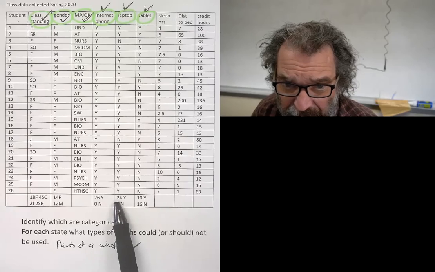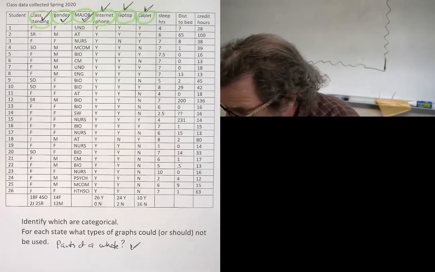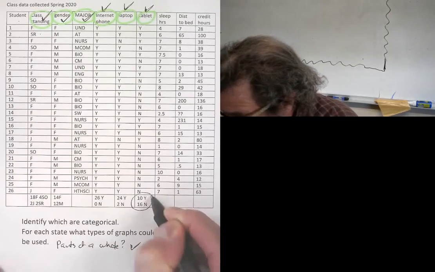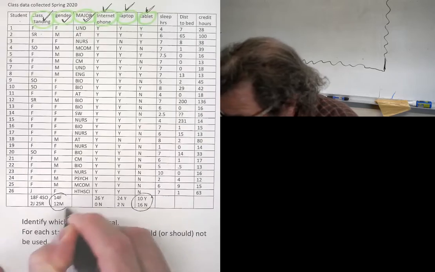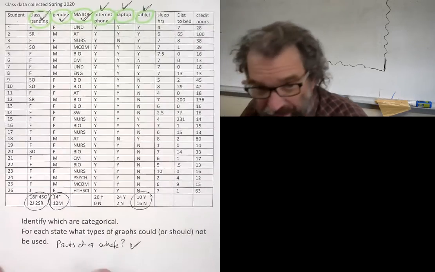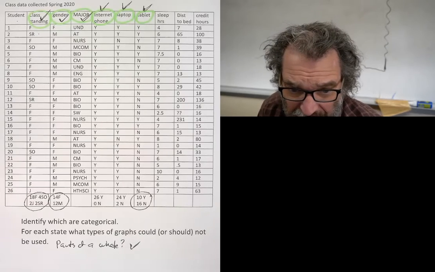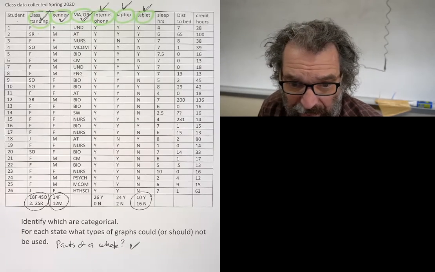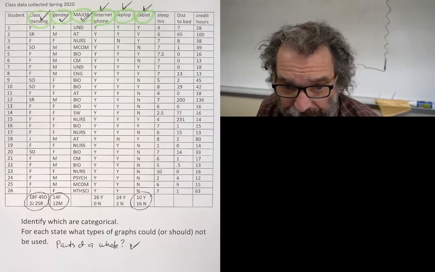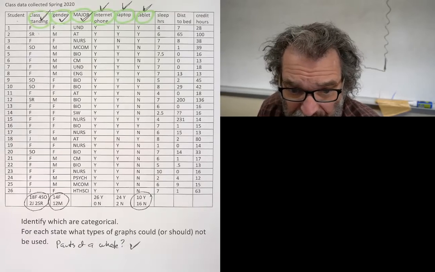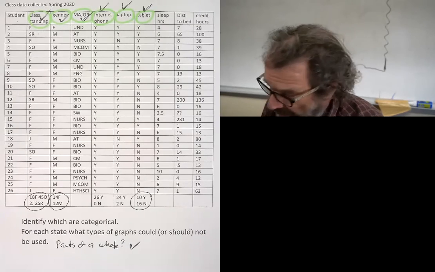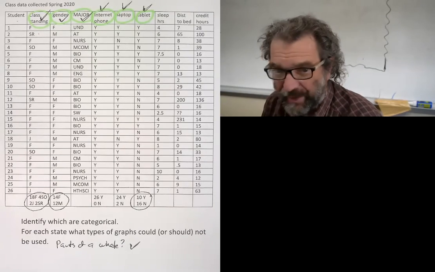So the things that might be interesting might just be the ones where we see some values that look like they might be comparable and interesting. 0 to 26 or 2 to 24. Pretty much everyone has a laptop or internet phone. But those ones circled could have all the kinds of graphs that we've been thinking of so far.